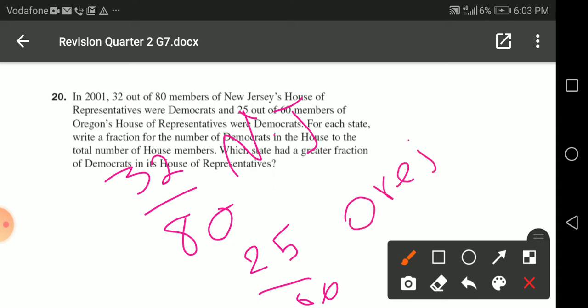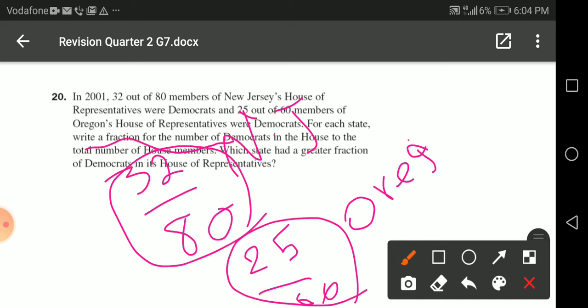from Oregon. Okay, so we have here two fractions and he asks me to write the fraction for each number of Democrats. So we wrote the fractions here. After doing so he asks me which state had a greater fraction of Democrats. So before we start to solve it, we make what? Simplify. When you get the fraction, simplify means divide.